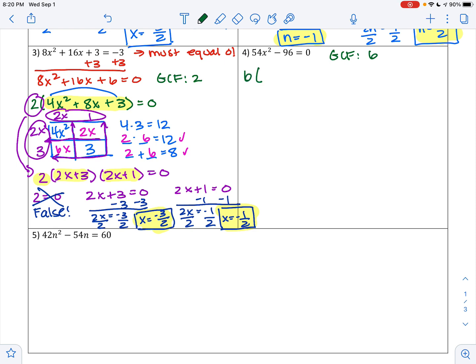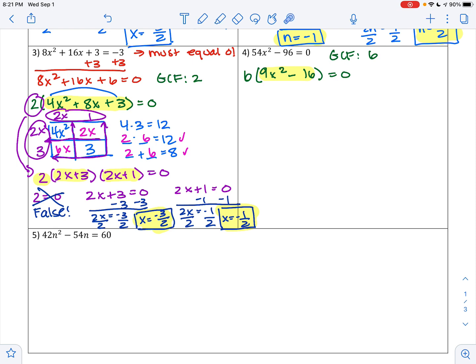So let's see. 6 goes into 54 9 times. And 6 goes into 96 16 times. Next, we want to factor completely.